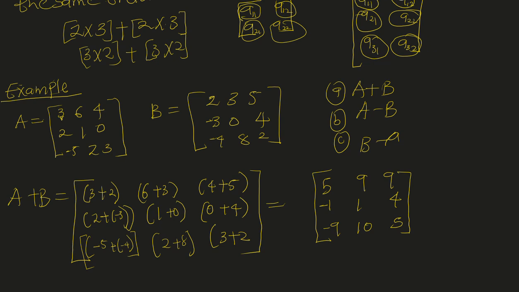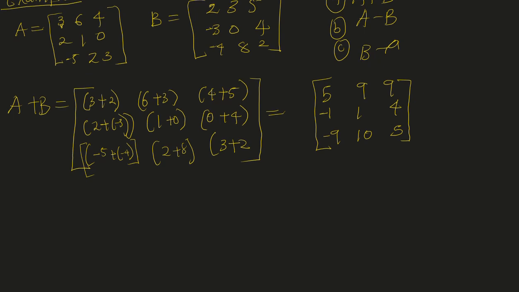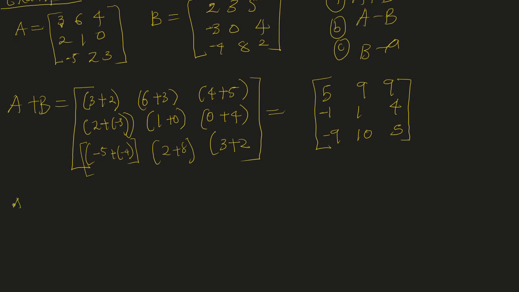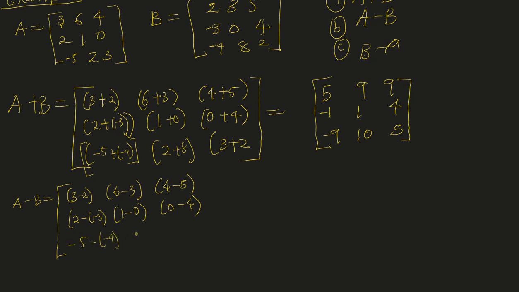Okay. So what's going to be the value for my A minus B? A minus B is equal to still the same number but different sign: 3 minus 2, and I have 6 minus 3, and I have 4 minus 5. That's the first row. The second row, 2 minus minus 3, right? And I have 1 minus 0, and I have 0 minus 4. And this one is what? Minus 5 minus minus 4, and I have 2 minus 8, and I have 3 minus 2.